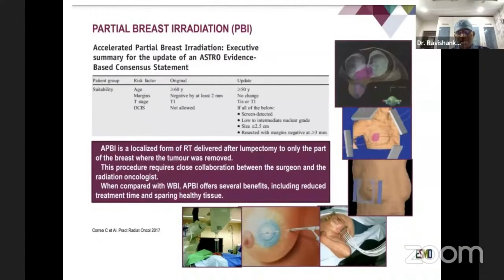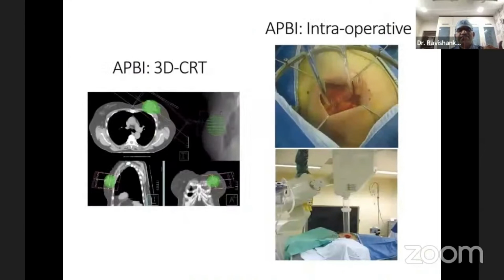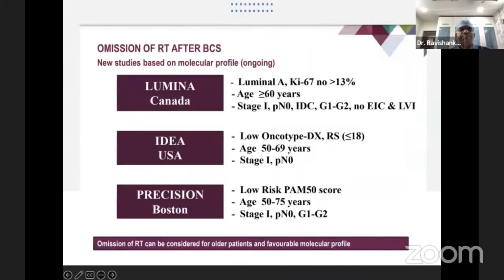Partial breast irradiation completes the treatment in just 5 fractions. These are various other techniques by which you can do partial breast irradiation. This is intraoperative electron therapy, where the entire cavity is irradiated at the time of surgery itself, or you can do it using a 3D CRT or IMRT plan.